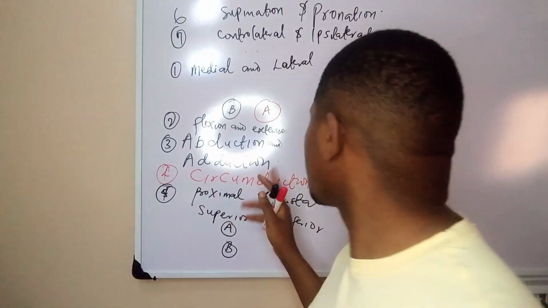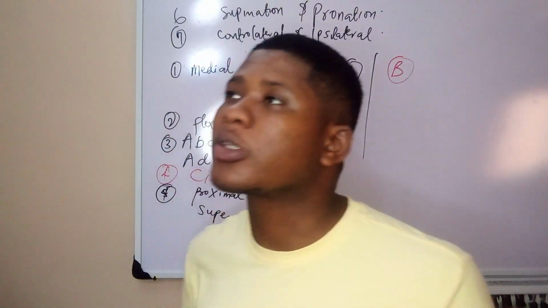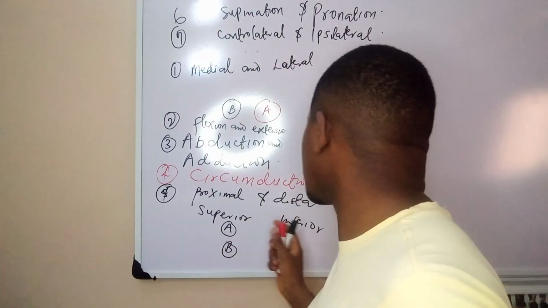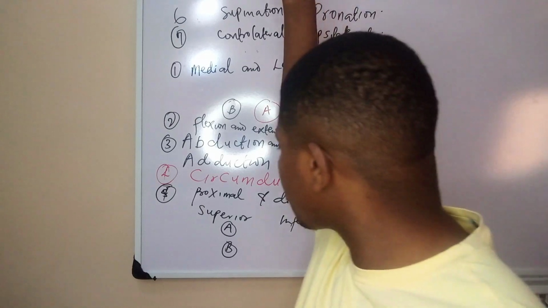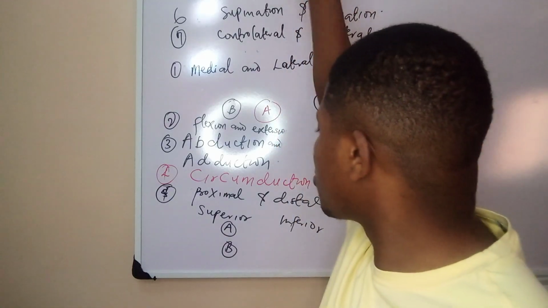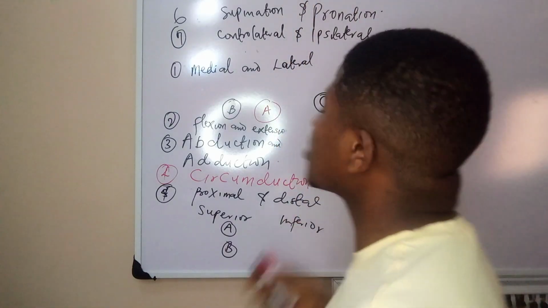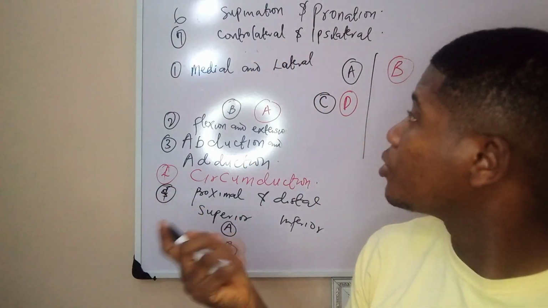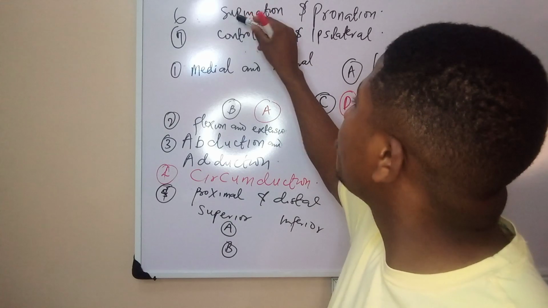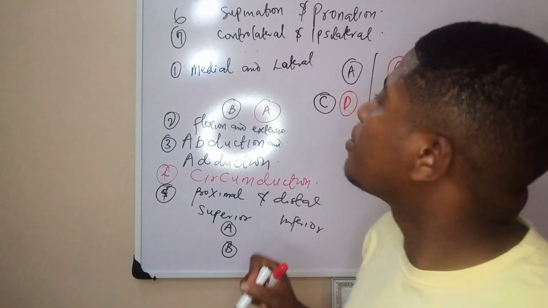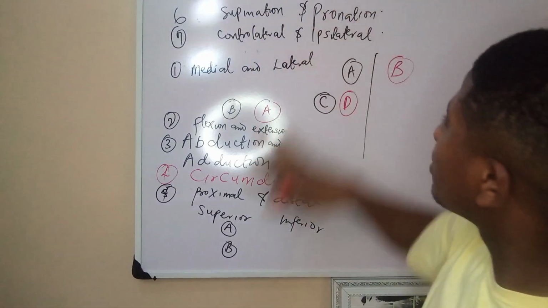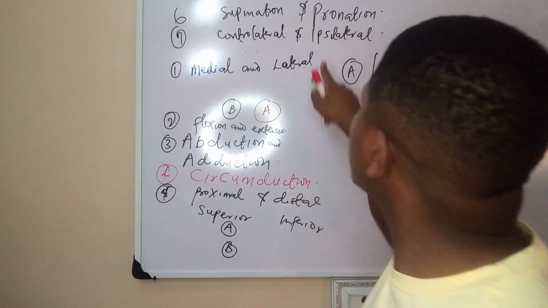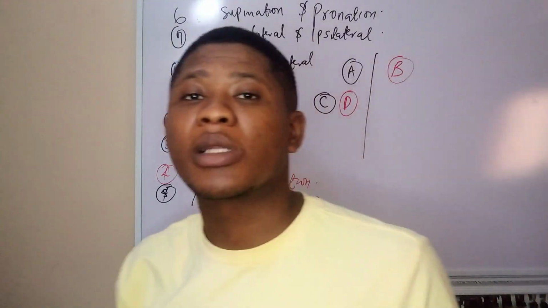I normally tell you that circumduction is seen in hip joints and shoulder joints, a popular MCQ question. Then proximal is when something is above, superior, while distal is when it is below, that is inferior. Then supination is when the palm is up; you can use the UP in supination as up. Pronation is when the palm is facing downwards. Then contralateral is when they are on opposite sides of the midline, and ipsilateral when they are on the same side of the midline.